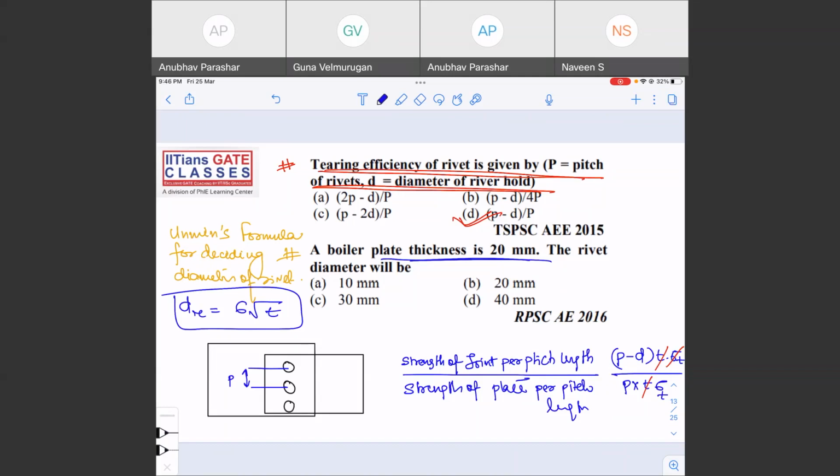So what is the answer? Quickly tell me, quickly. The answer is also important here. Give me the answer fast.